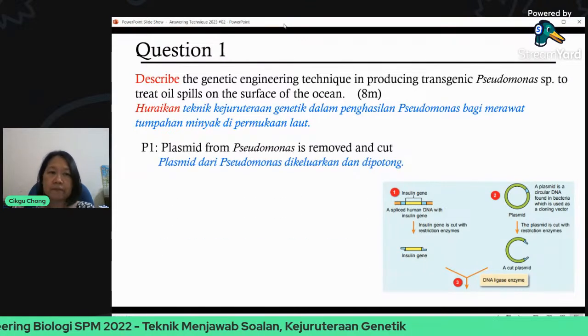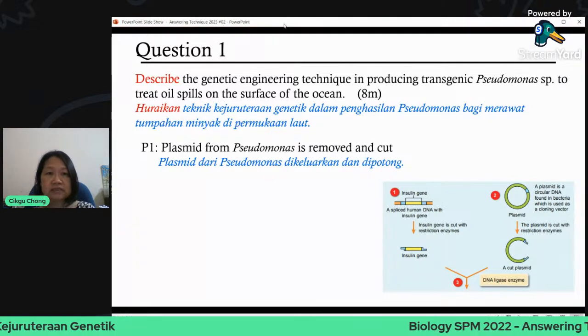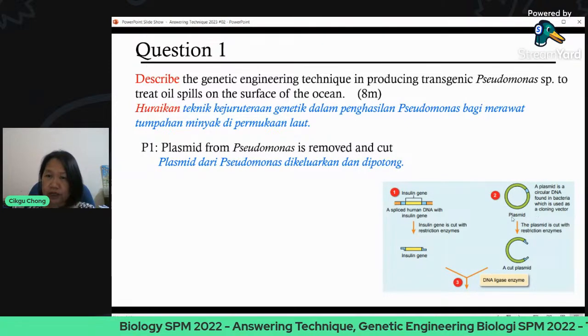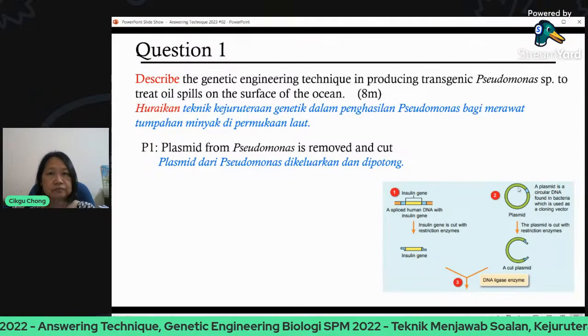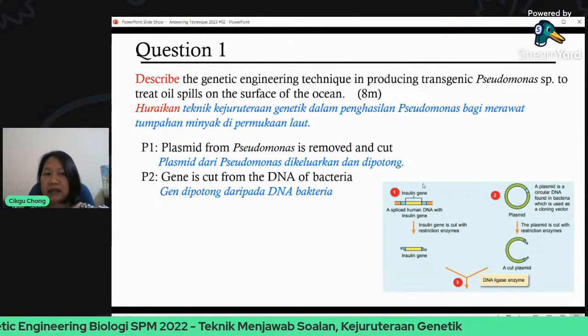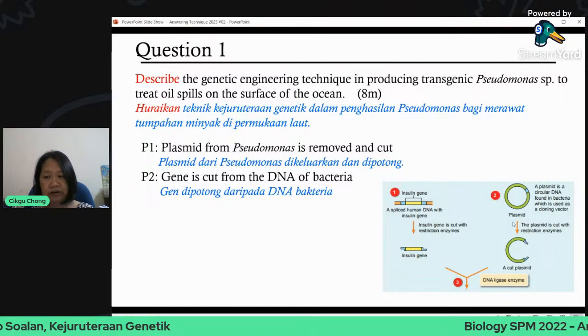Okay, so first of all, P1, the first point is you take out the plasmid from the pseudomonas. The plasmid from pseudomonas is removed and cut. You see the round ring here? This is the ring here. This is actually the circular DNA from the bacteria. Okay, bacteria has circular DNA. And then you cut the gene. All right, take out a segment of the gene from the DNA of the bacteria.